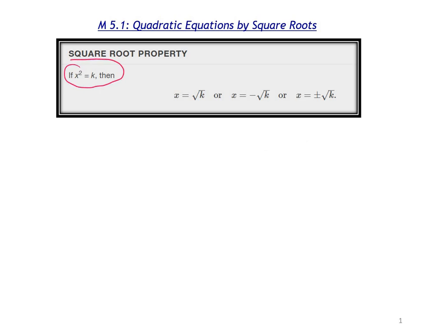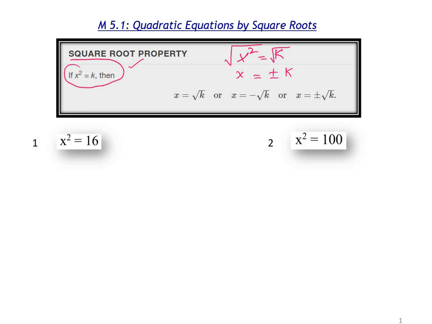So we need to find the value of x if x square is equal to k. That means we want to take the square roots on both sides. If you take the square root on both sides, it will be square root of x square and square root of k here. So this will be x, and this is plus or minus square root of k. So either x is equal to plus square root of k or x is equal to minus square root of k, and that is the solution of the quadratic equation. So that is the method.